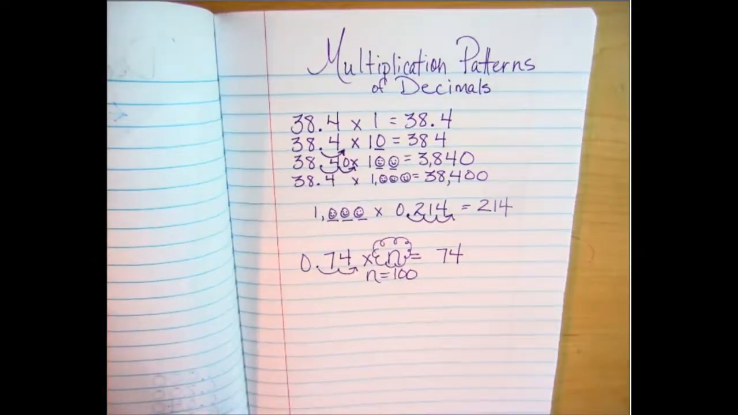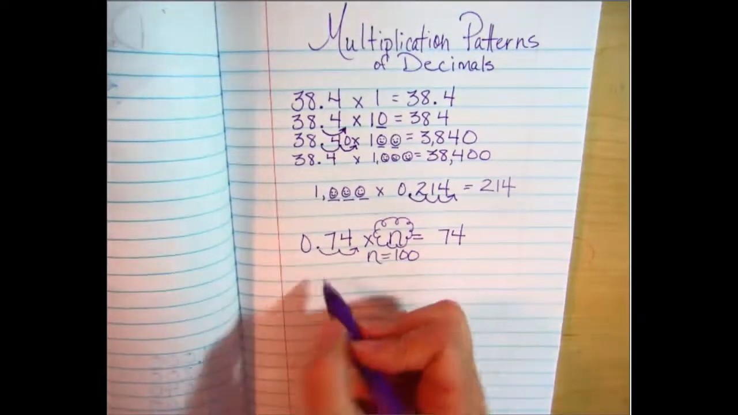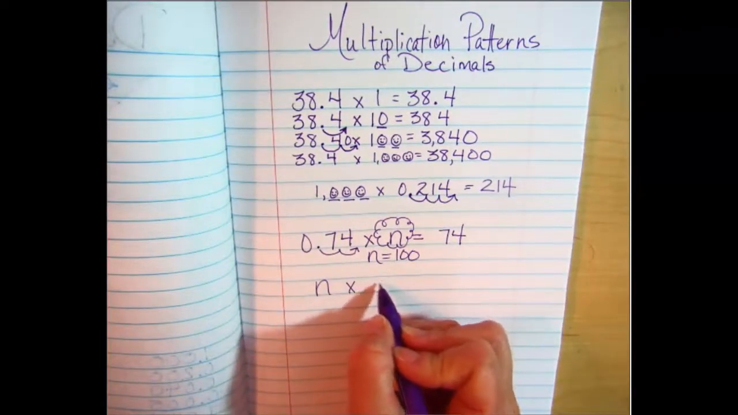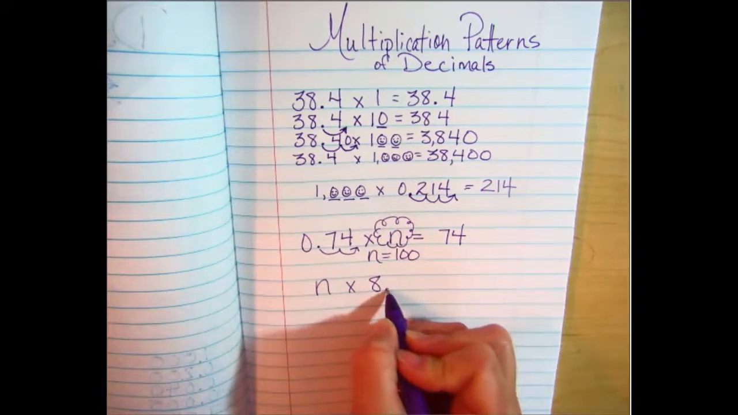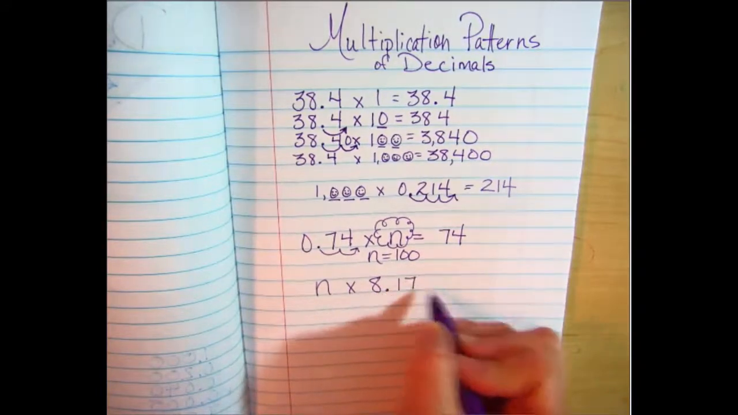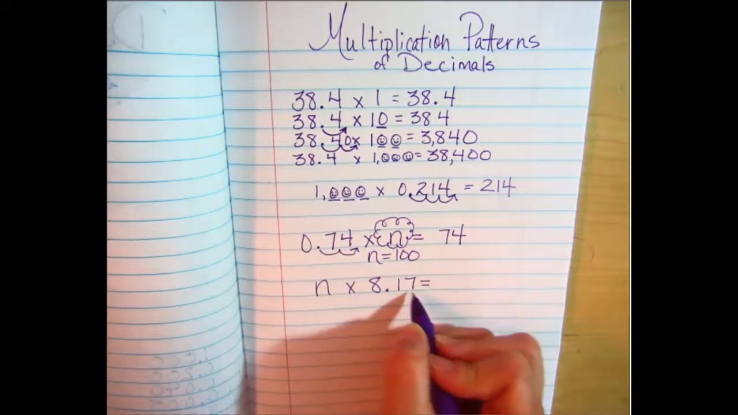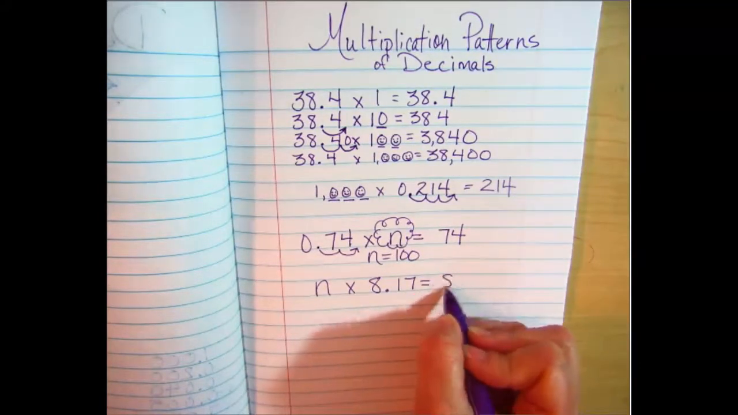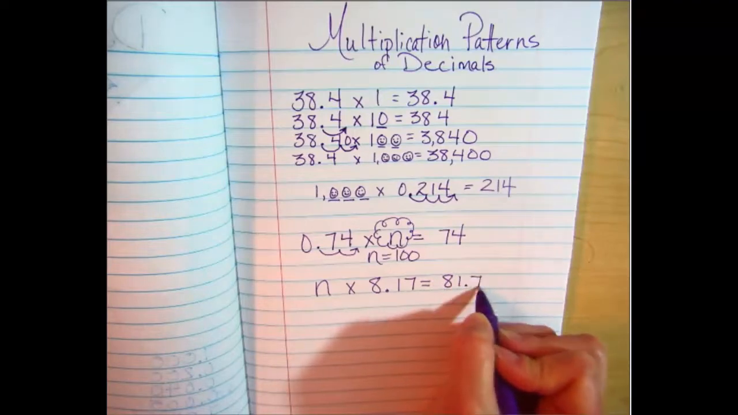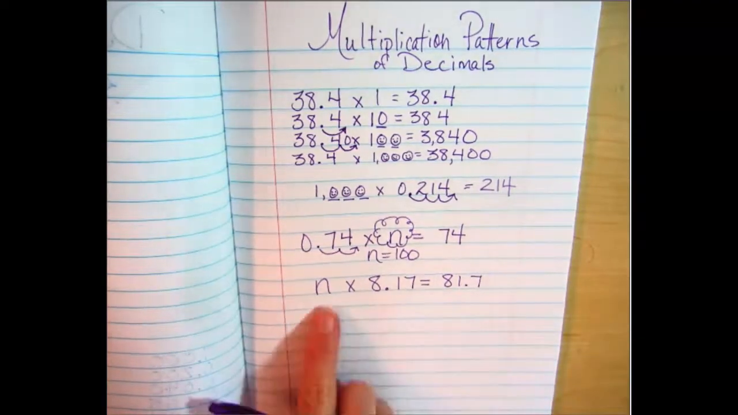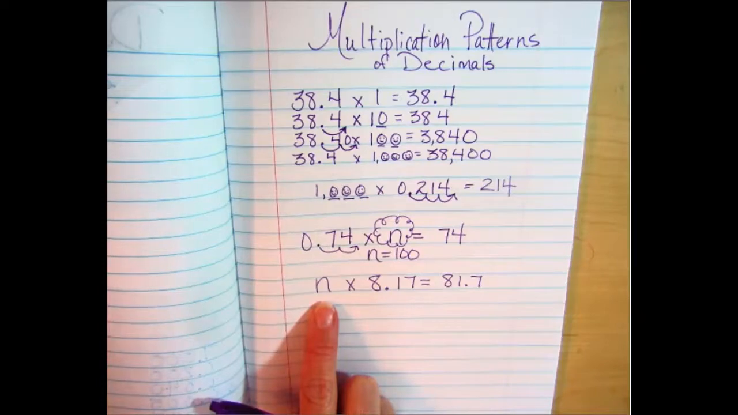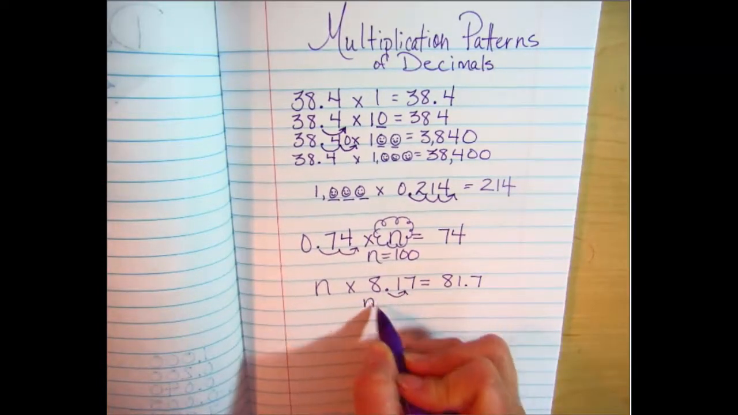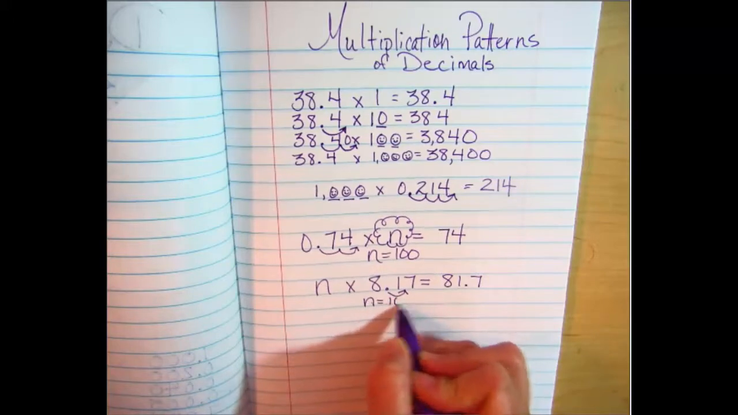Do you see how I did that? Yes. Sometimes it'll have n times, let's do 8 and 17 hundredths equals 81 and 7/10. What does my n have to be? 10. Because I moved over once, my n is equal to 10.